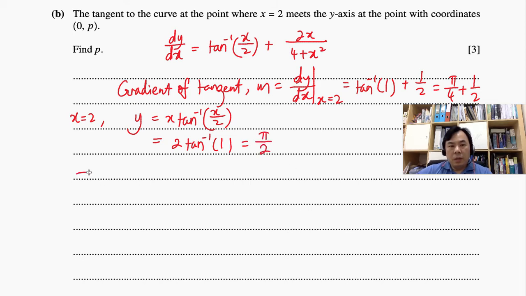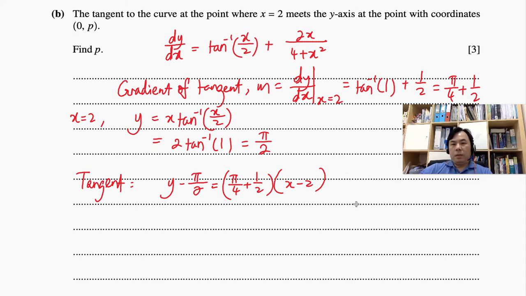Okay, so now I'm ready to obtain the equation for the tangent. The equation for the tangent is given by this, the gradient. Up to you how you want to see this. Maybe I'll write it down in the intercept form. That will be pi over 4 plus a half x minus pi over 2, minus minus plus a 1, plus pi over 2.